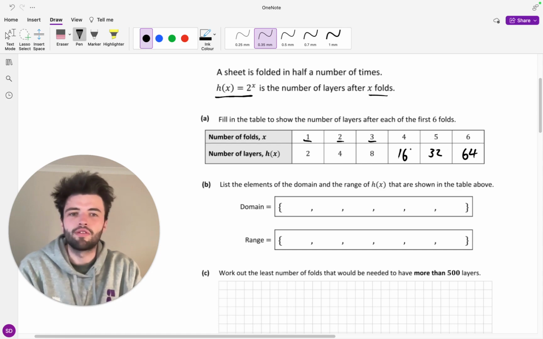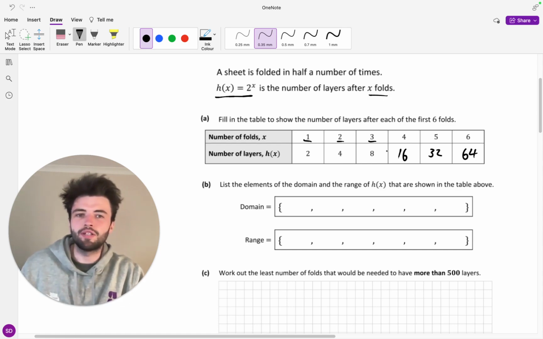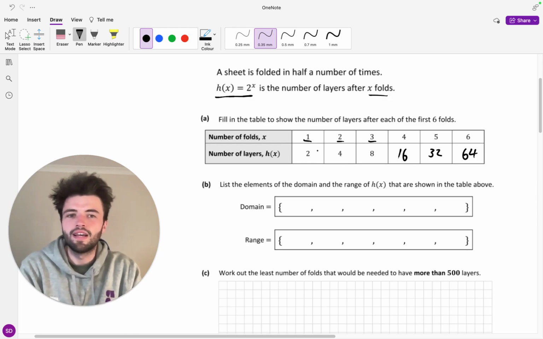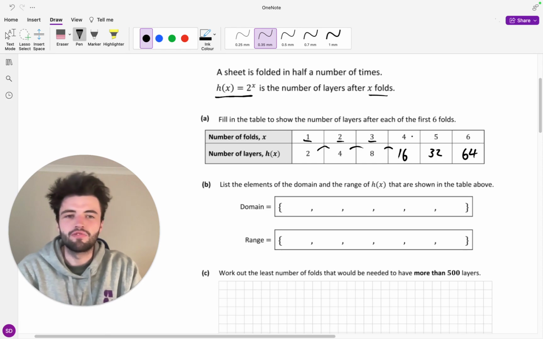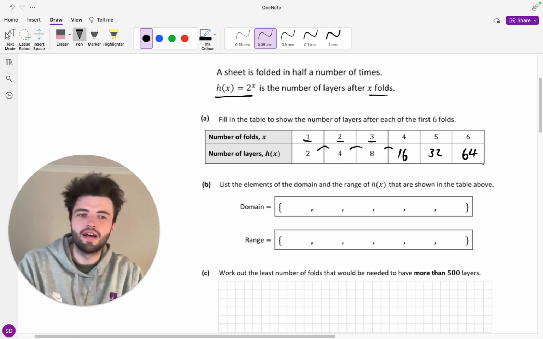So rather than even using your calculator, you can just multiply each previous one by 2. So we can see that each time we go across, it keeps doubling. So we can continue that pattern and just fill in the rest of the tables. So nothing too complicated so far.